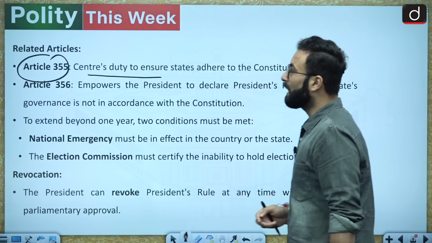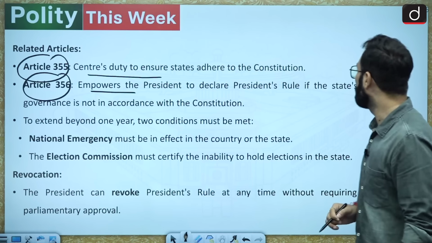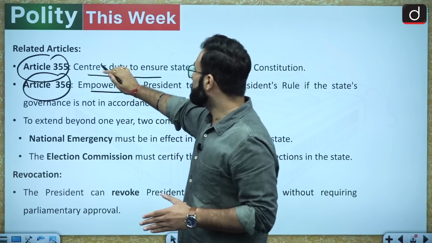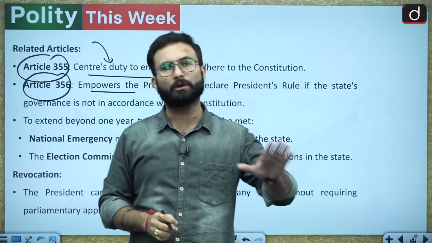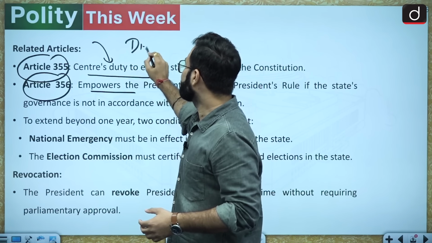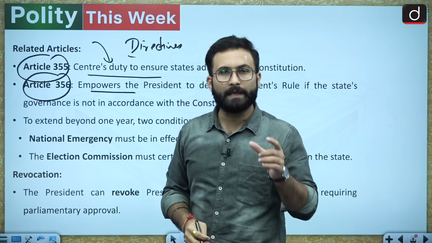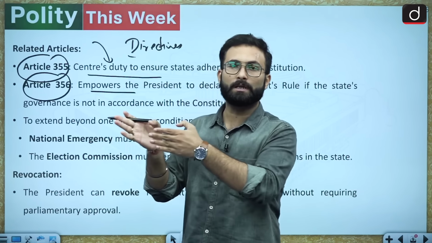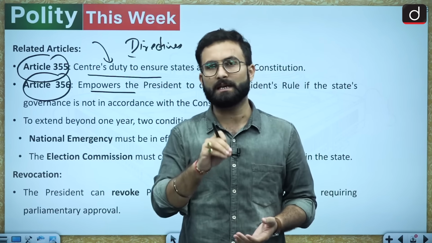Coming to the second part, that is article 356, that is empowering the president to declare a president's rule if the state's governance is not according to the constitution. So now one thing is clear, that it is center's duty to make sure that everything is working according to the constitution, okay. If it is not, then center can give some kind of directives, but state is not following. In that case president has the power. Now first it is duty, but if that duty is not fulfilled somehow, then president has power to go for imposing the president's rule, okay.